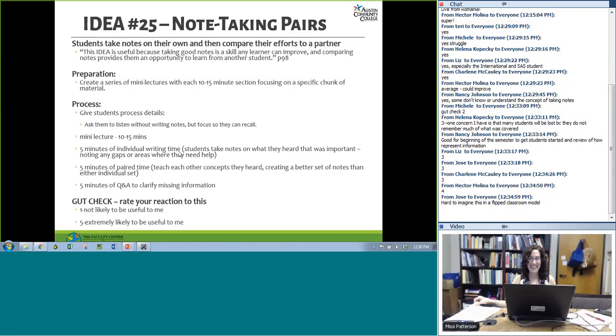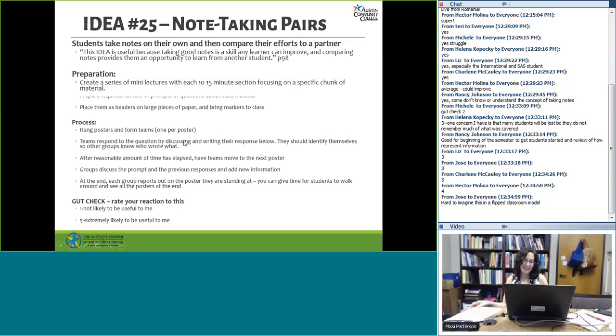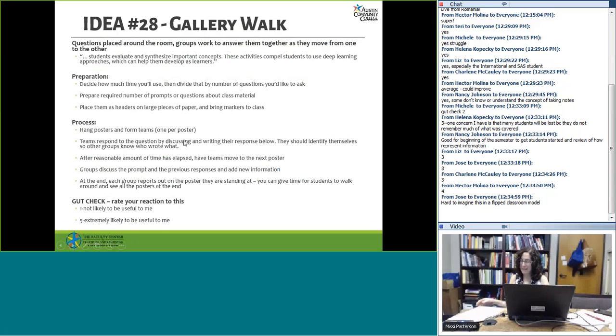All right. So I am going to move on to the next idea, which is idea 28, the gallery walk. And I love this one. I've actually used it in some of my own sessions that I do with my faculty colleagues.